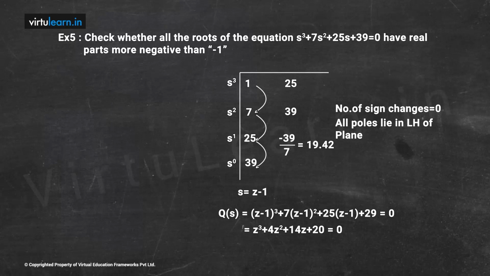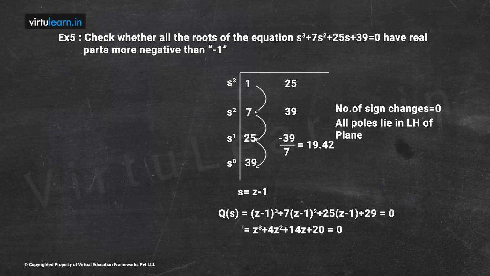So s cube, s square, s power 1, s power 0: 1, 7, 25, 39. And this will be 25 minus 39 by 7, which will give you 18.4, and this 39 is carried forward here. Then you look at the first column, you have 1, 7, 18.4 and 39. Therefore all are positive, therefore there are no sign changes, which means all 3 poles are lying in the left half of the S-plane, that is when the axis s is equal to 0.